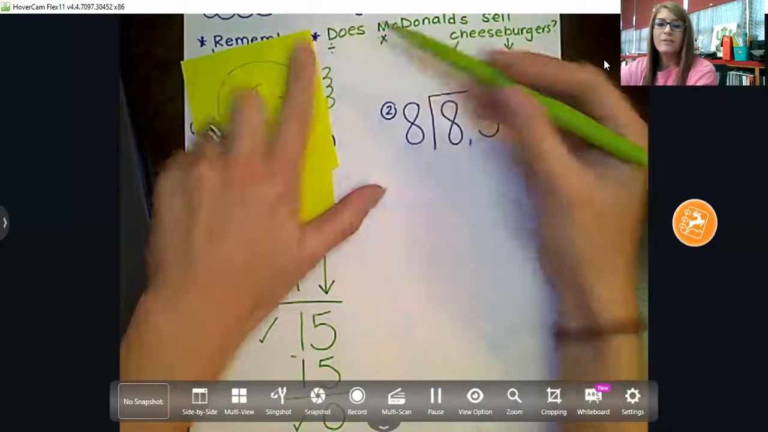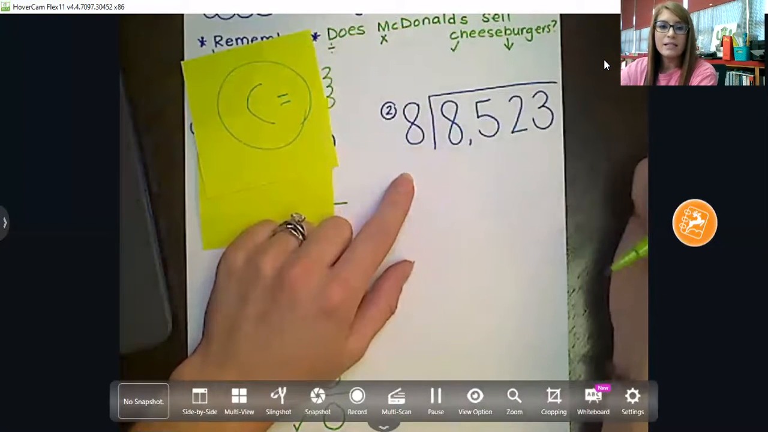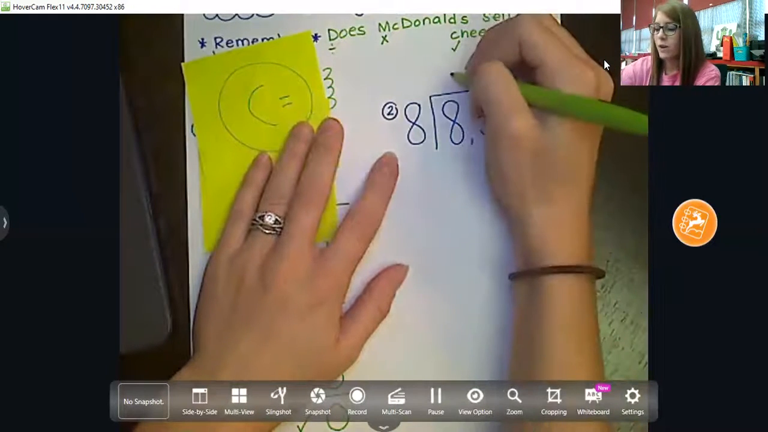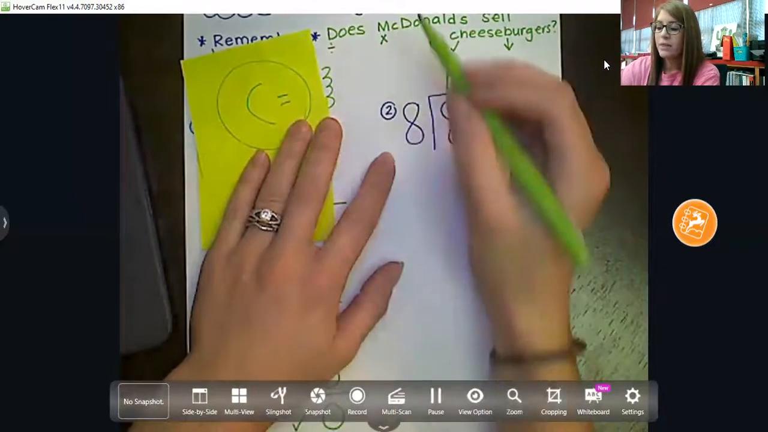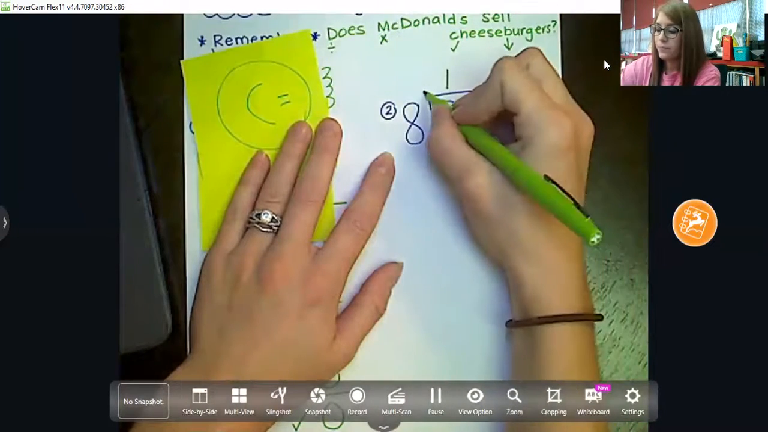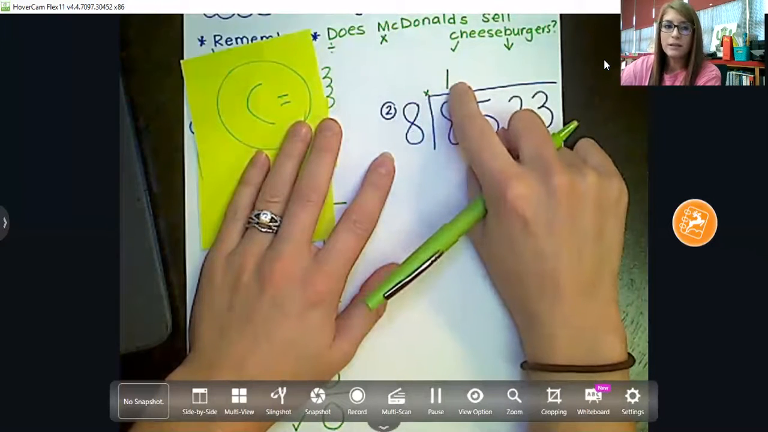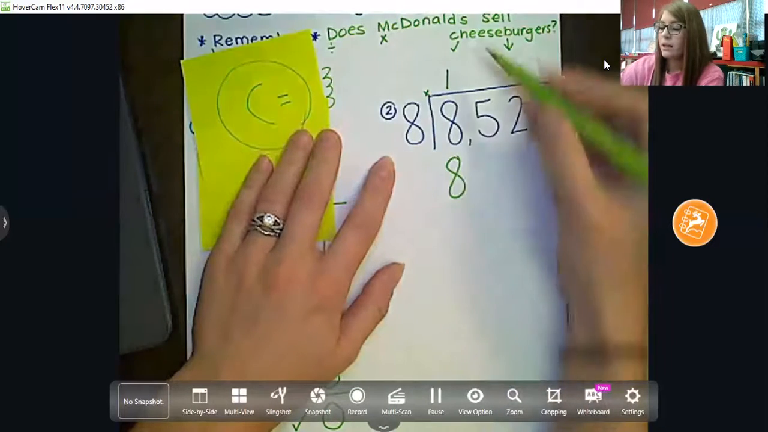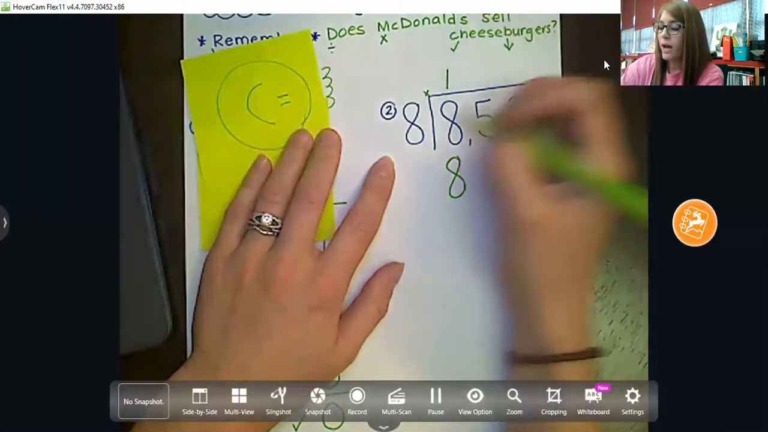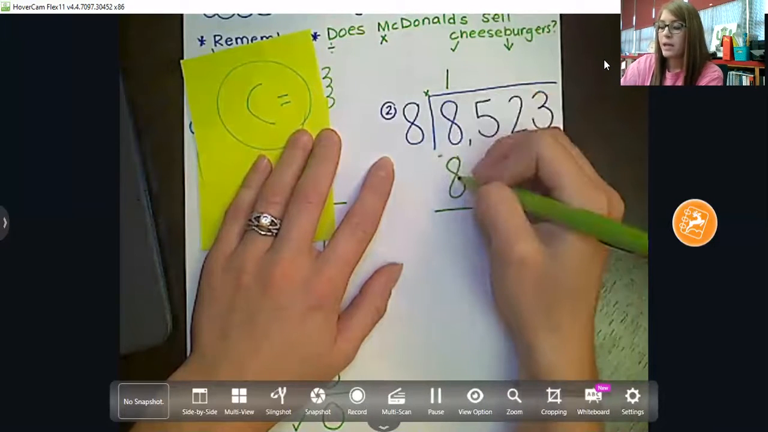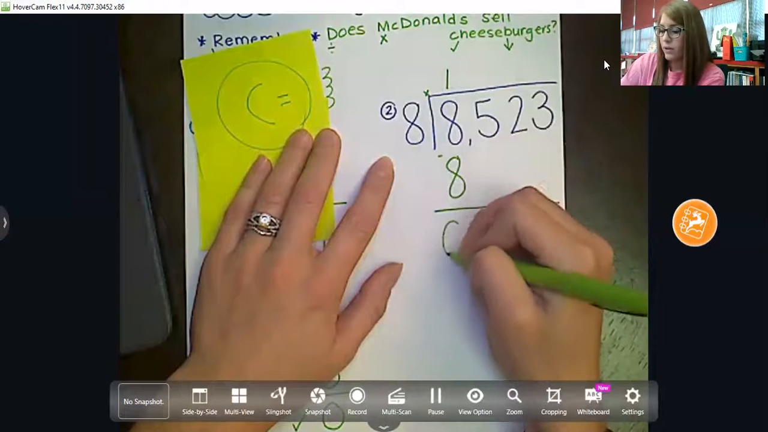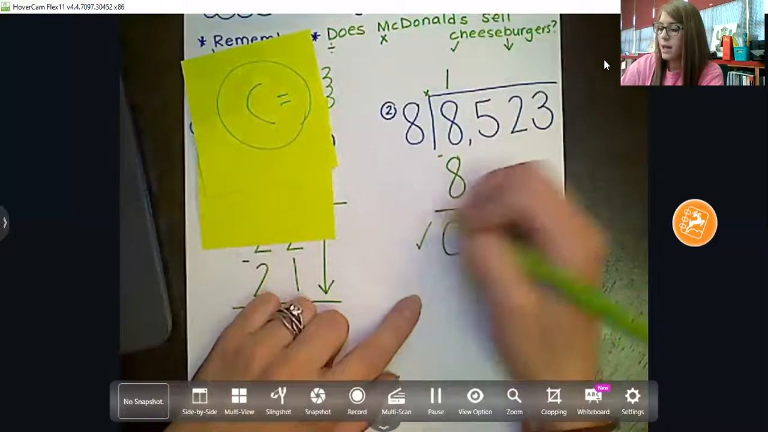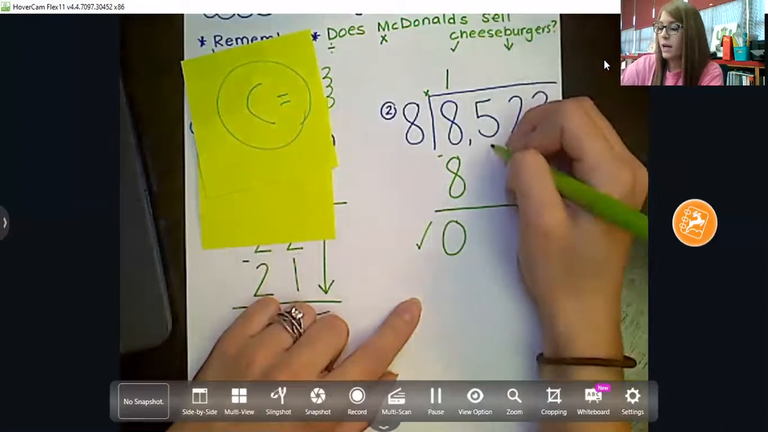D stands for divide. Can 8 be divided into 8? Yes, it can. How many times does 8 go into 8? 1 time. Very good. I'm going to put that 1 right up there. Then I'm going to multiply. 8 times 1 is 8. Very good. All righty. Then I'm going to subtract. 8 minus 8 is 0. Very good. Going to check. Is 0 less than 8? It sure is. And then I'm going to bring down.